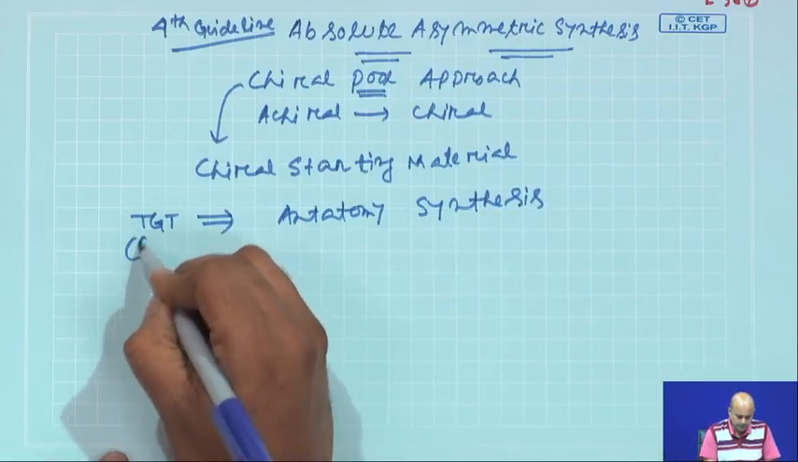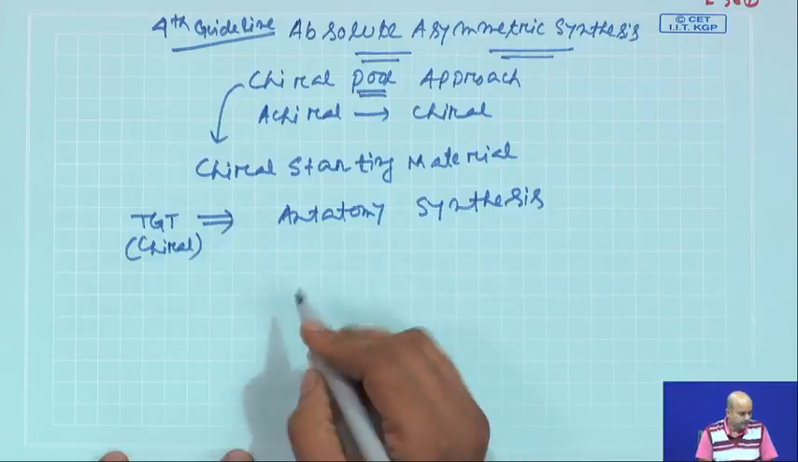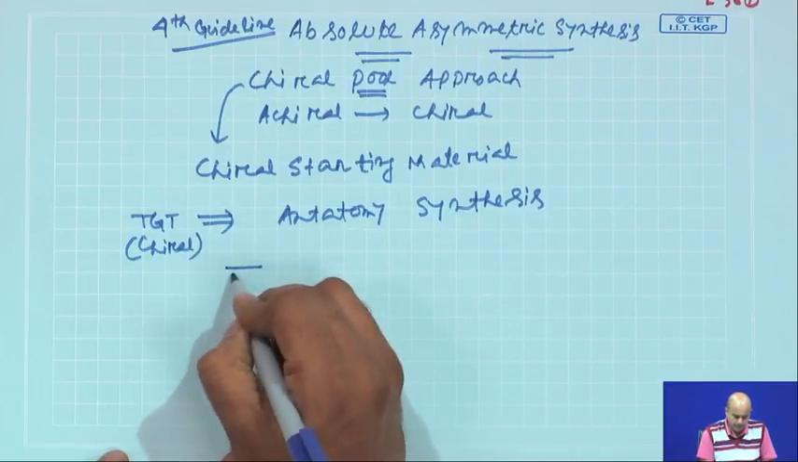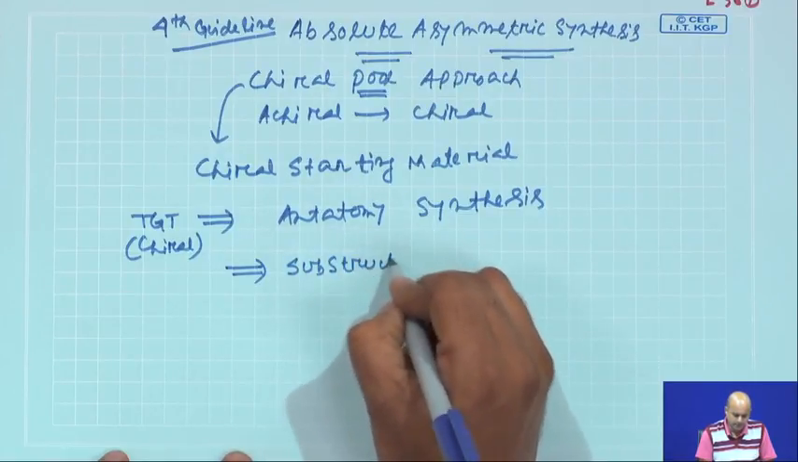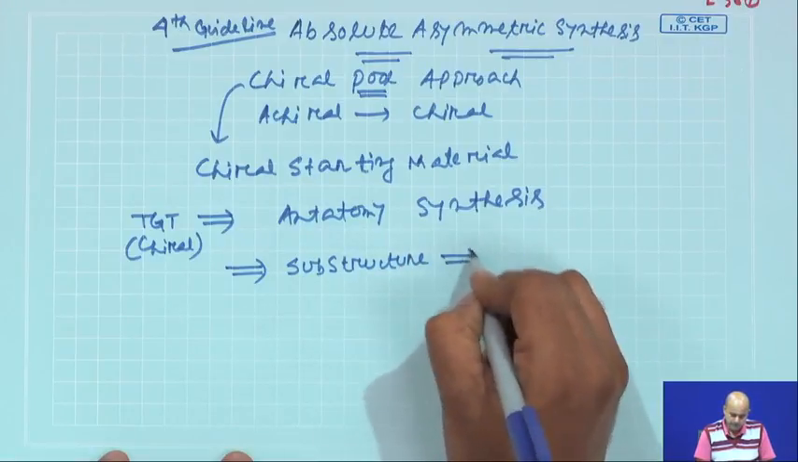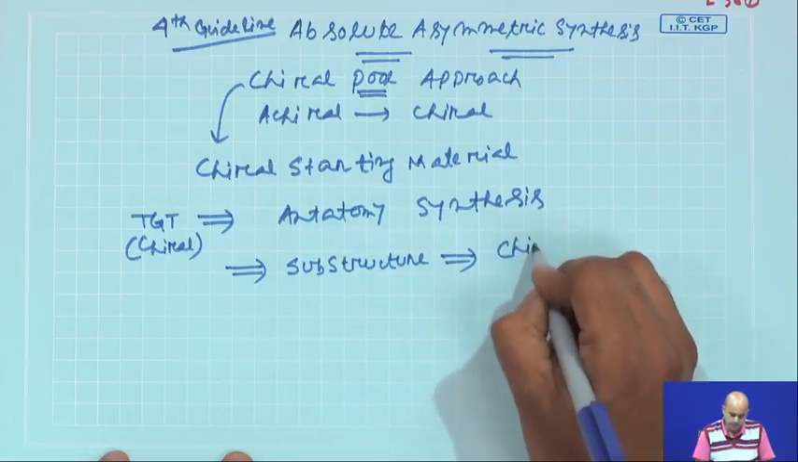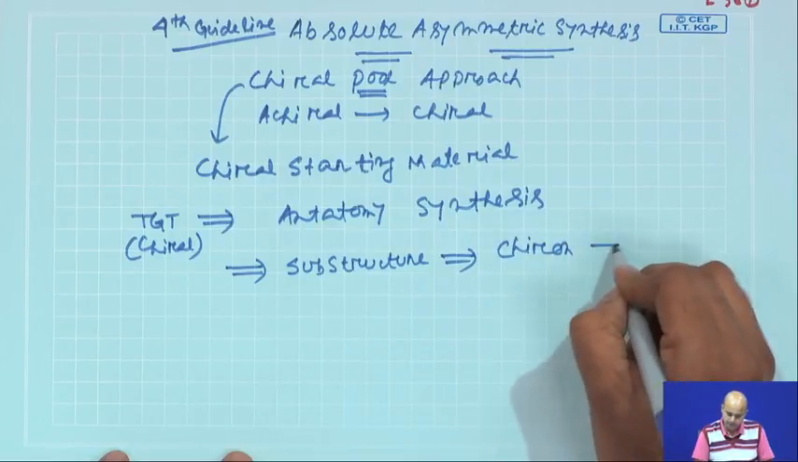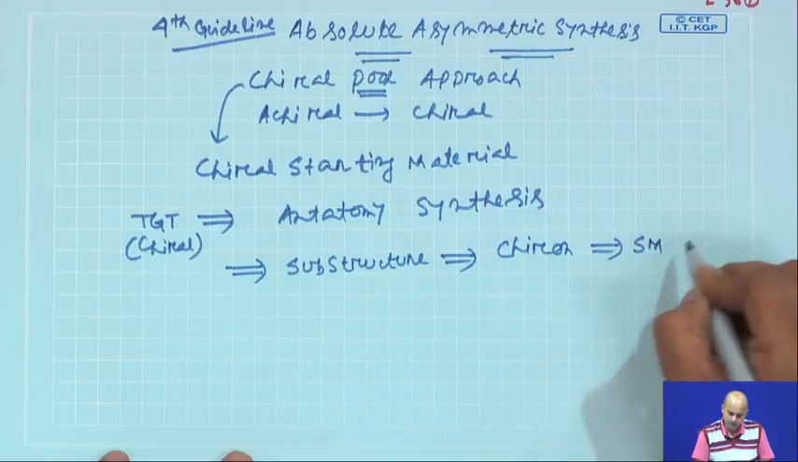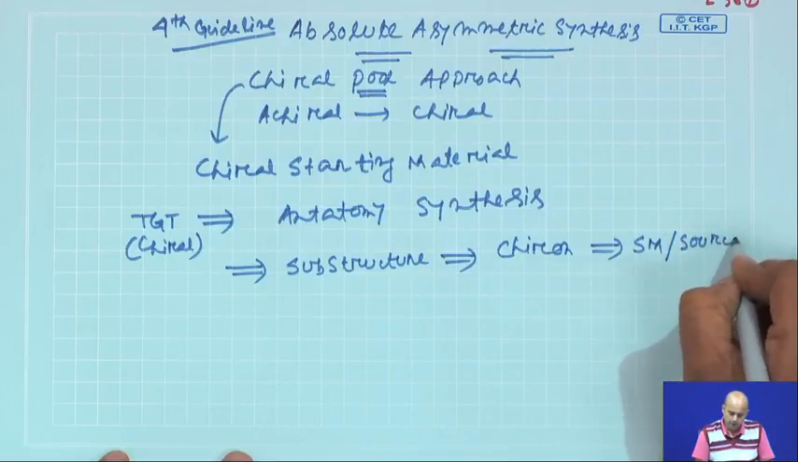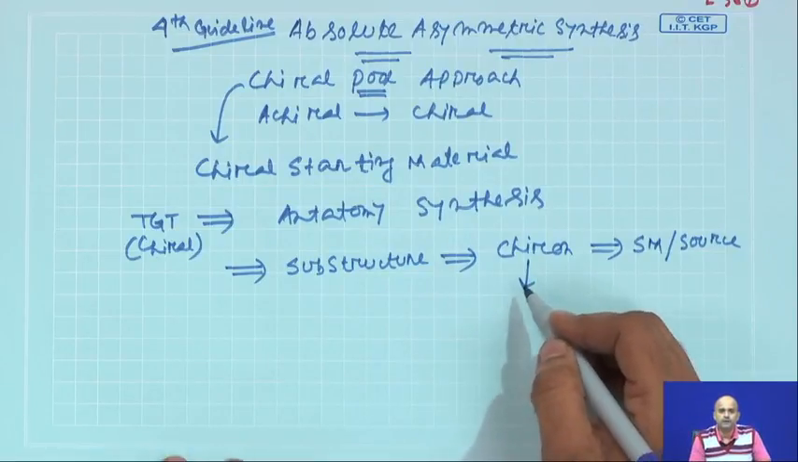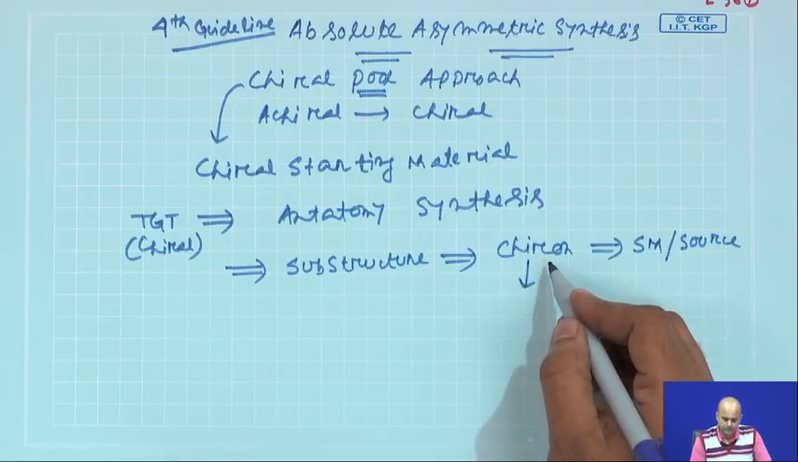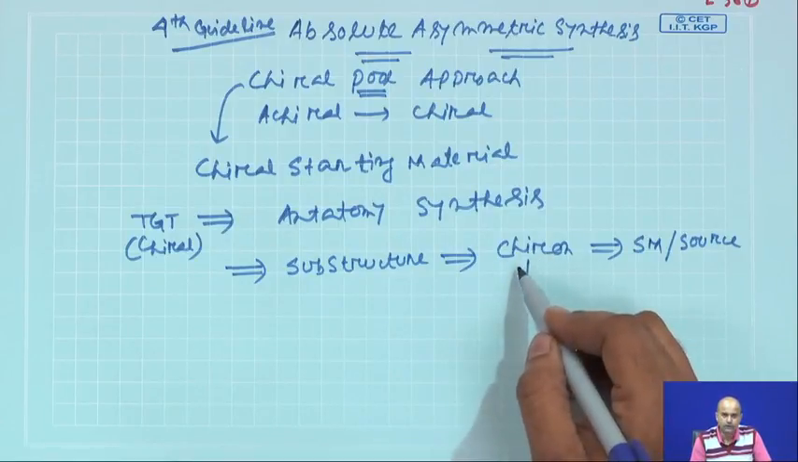So, you have a target which is essentially a chiral molecule. Now, the target can first be classified to a substructure or an intermediate. Then I will introduce a new terminology which is named chiron, then your starting material or source. Chirons are basically chiral synthetic intermediates. The intermediate which has a chirality is called a chiron. This terminology was first invented by Professor Stephen Hanessian.